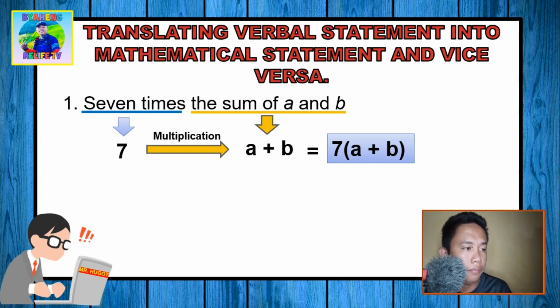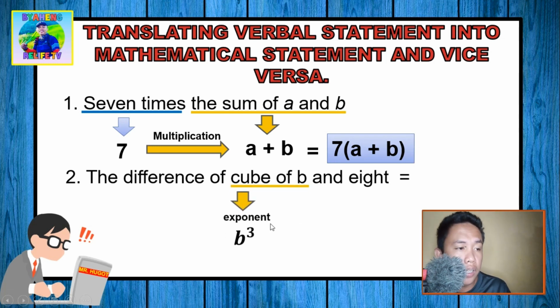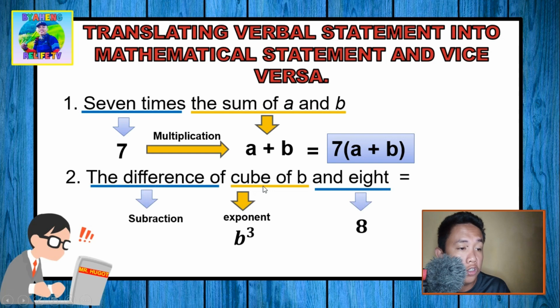Next, the difference of the cube of B and 8. Napansin nyo guys, syempre, una natin bibigyan pansin yung komplikado sa loob, which is the cube of B. So, that will become an exponent, that's B cube. Okay. Now, we're dealing with the difference naman, so subtraction tayo, tapos may 8. Since we're dealing with subtraction, that will become B cube minus 8.